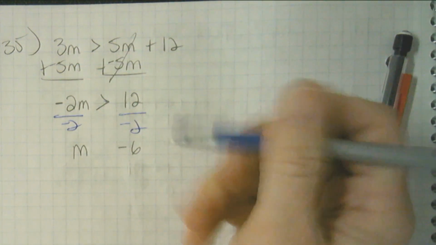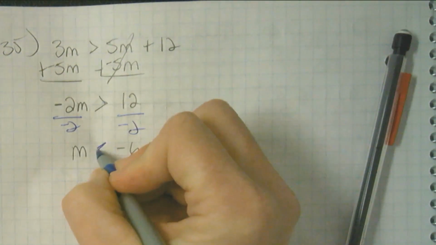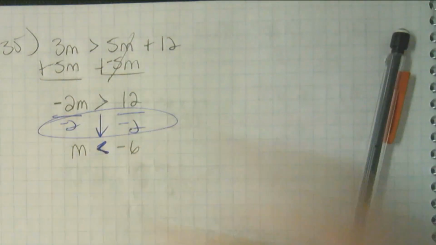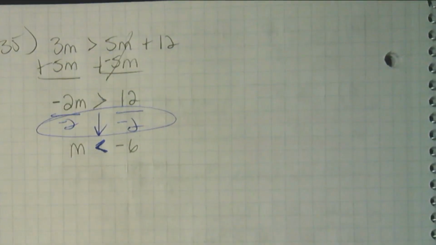Do I need to flip this inequality symbol, Jack? Why? Sweet. Well, I'm dividing by a negative number. Yes. So that flips. Are you cool with that? Awesome. All right, let's jump to 40.